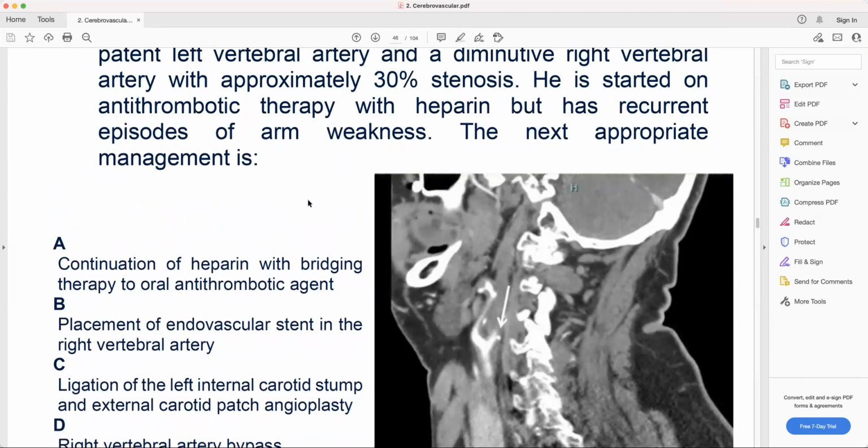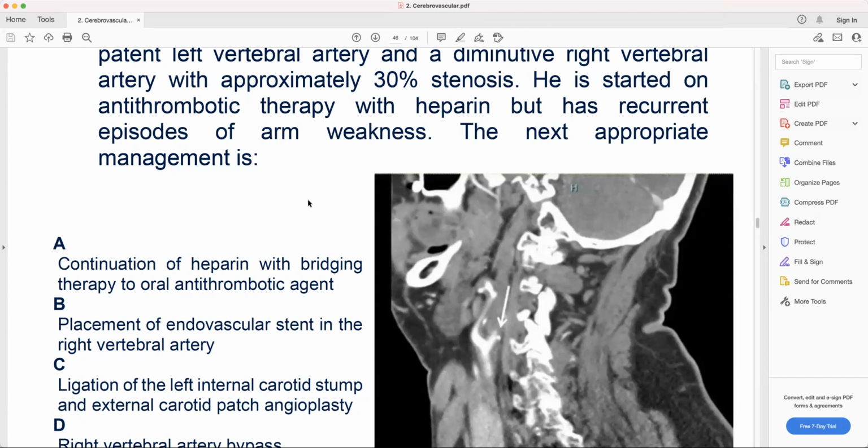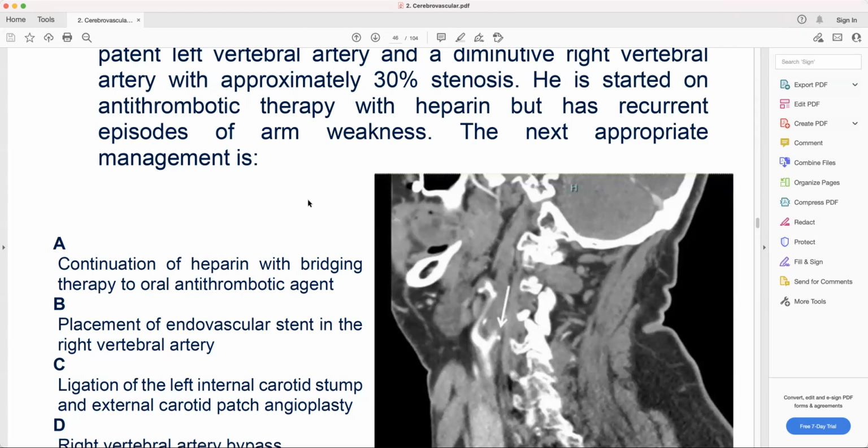We don't think we need that. Yeah, because we don't give the patient antithrombotic, we usually give antiplatelet. When you have TIAs, always give antiplatelet. We don't give antithrombotics, so it's not the right answer, okay?